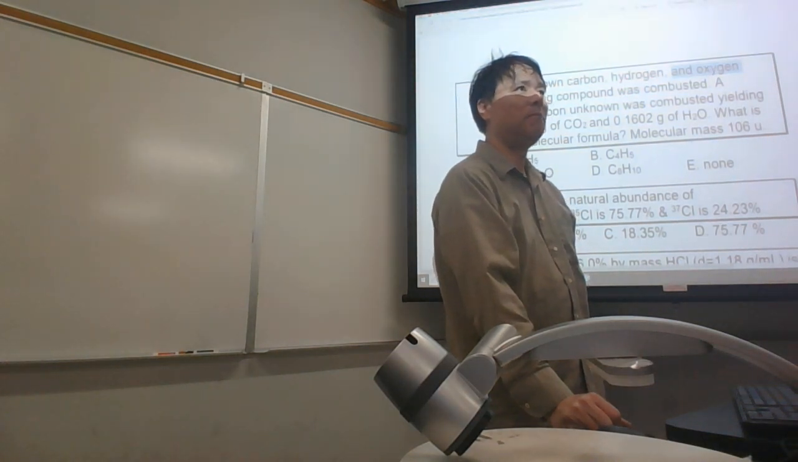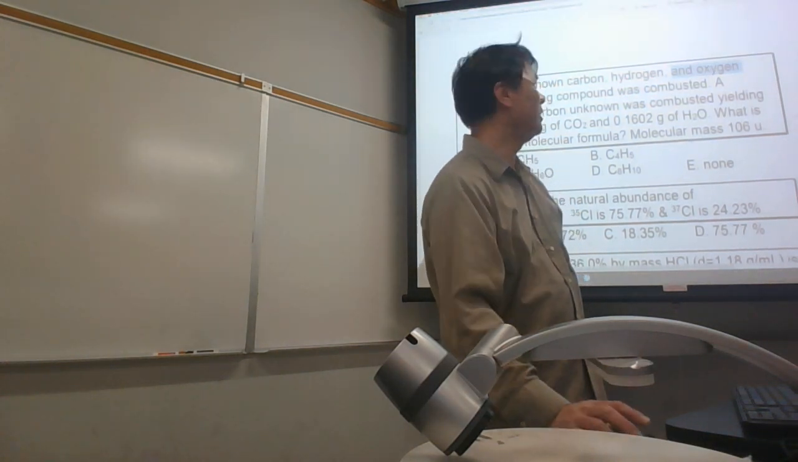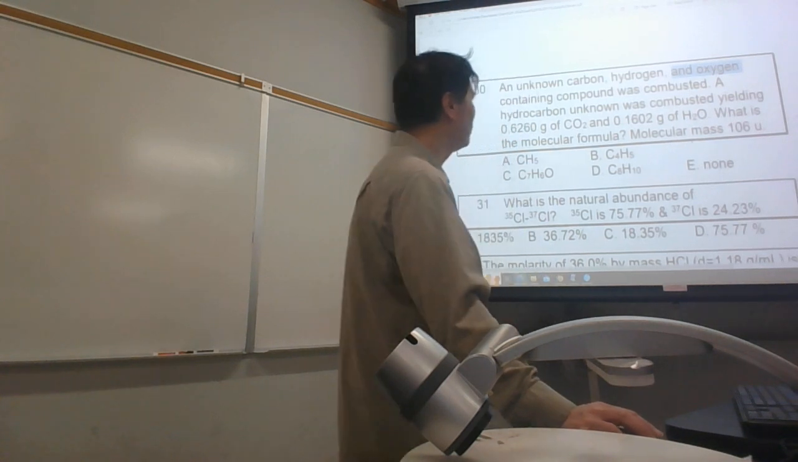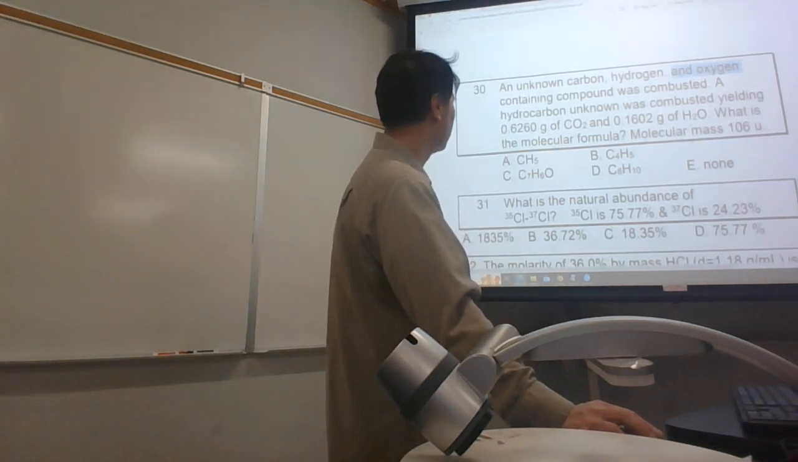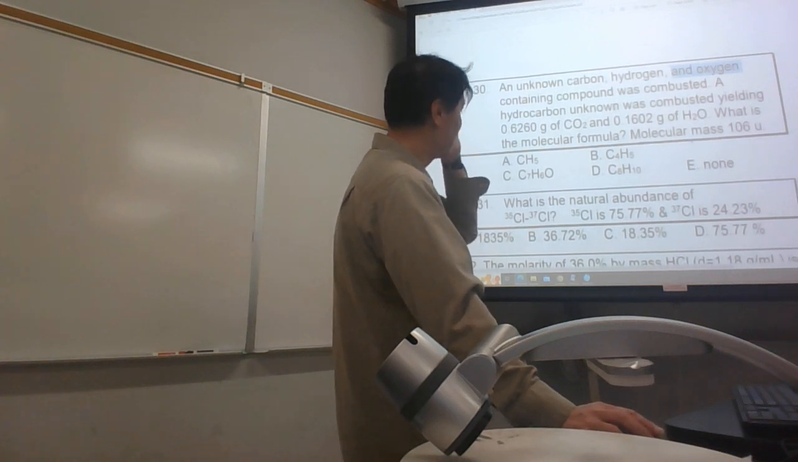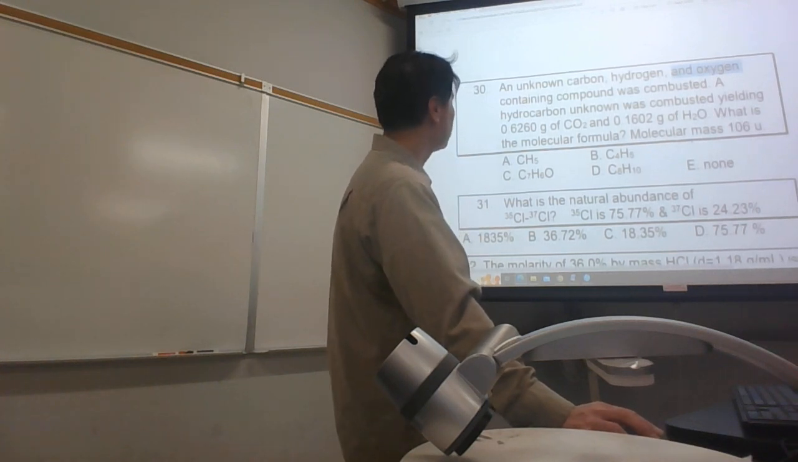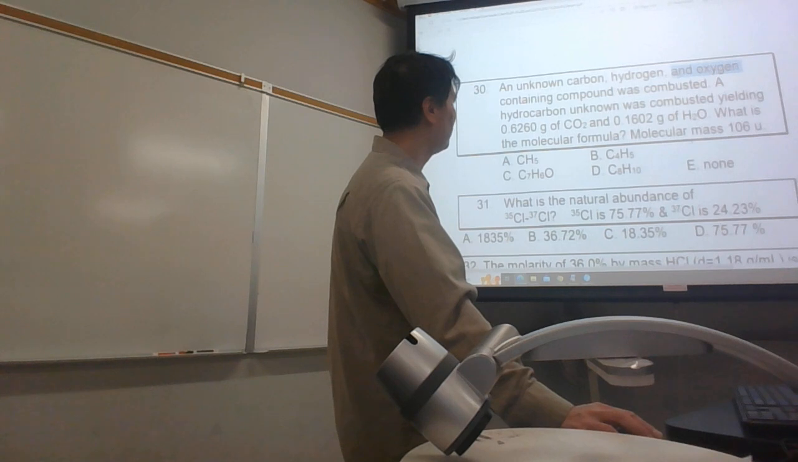So we didn't need the total mass. And so I shouldn't have written "and oxygen." Otherwise, this doesn't make sense. There's only one answer, C. So anyway, I don't know what I was thinking here, but I just screwed up. It should have been just an unknown carbon and hydrogen containing compound that's combusted. And that's probably why I left it off. I forgot to delete "and oxygen."